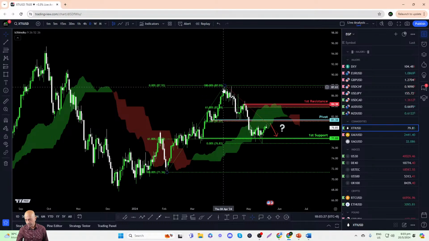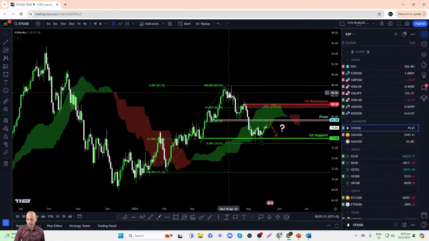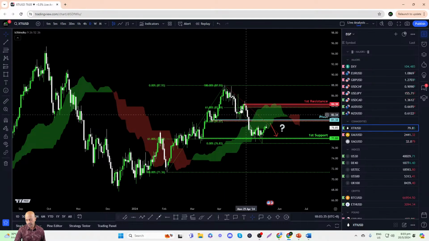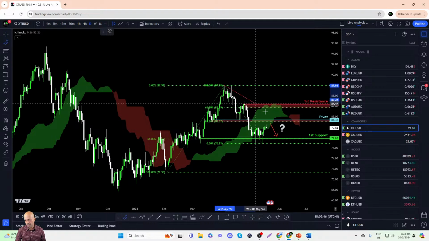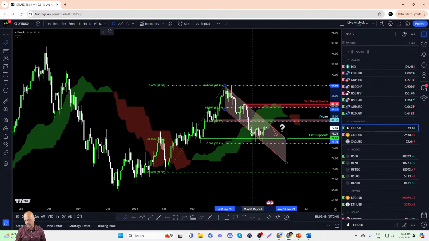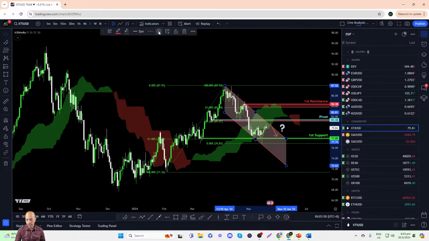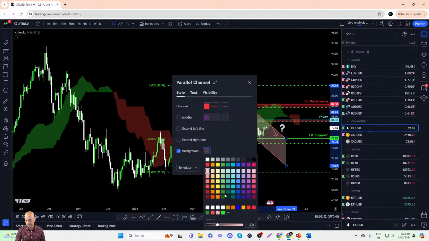Since mid-April, you can see this commodity has been in a downtrend, making a series of lower highs and a series of lower lows. I would say we probably have a pretty decent bearish channel as well. Let me see. I think we may have a case for a pretty decent bearish channel. Yeah, there we go. It's a pretty good bearish channel here.